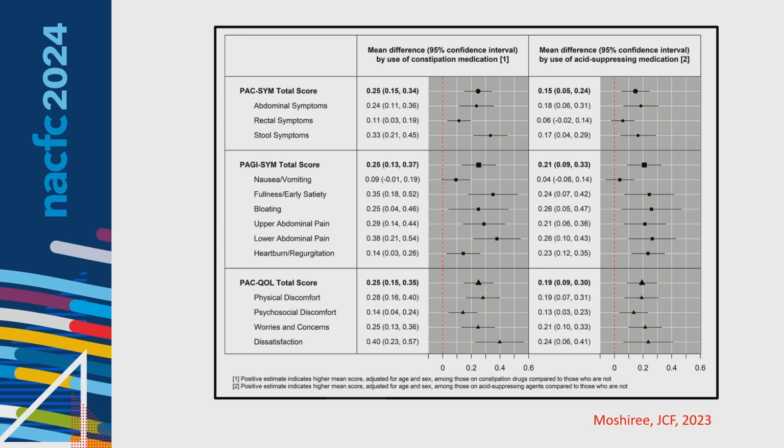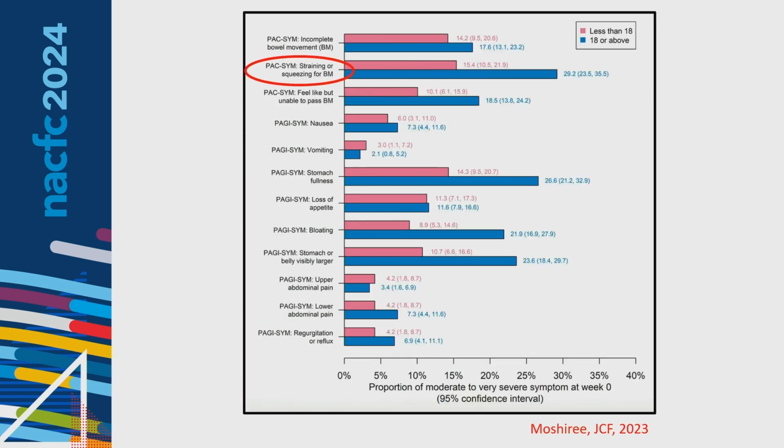And not surprisingly, those already on constipation meds, those already on acid suppression, a huge percentage of these patients are expressing really significant symptoms. So bloating, upper and lower abdominal pain, even vomiting. This is something that we need to do better at and is a great target for treatment. Particularly, this is both kids and adults. Up to 30+% of patients are complaining of straining with bowel movements or stomach fullness.